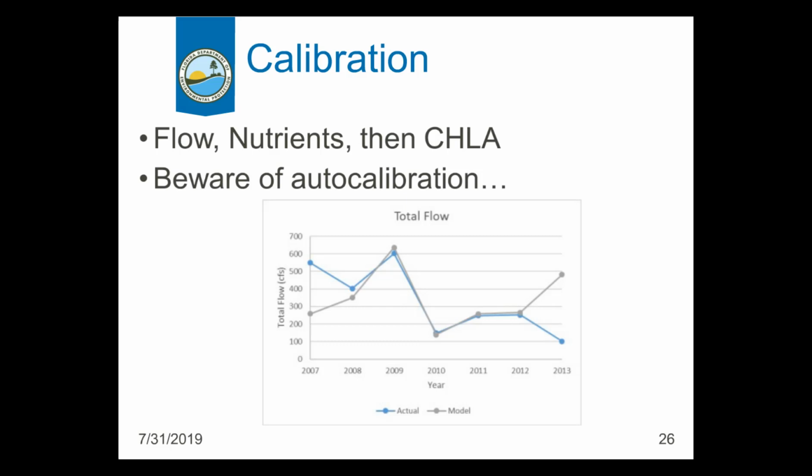Like other models, you want to consider calibration in the order of getting your flow right, then your nutrient concentrations right, and then your chlorophyll. Now, for flow, hopefully you have calibration on your watershed model if you have a station. Flow calibration is possible if you have observed flow data, but there are many cases in which one has to model a water body and there are no flow stations. So that is recommended if you have the data to do it.